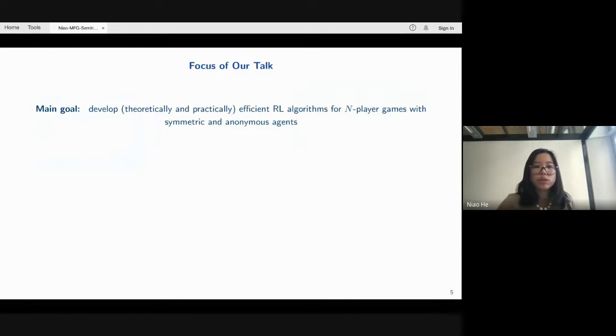And by symmetric here, I really mean that the underlying transition dynamics and also reward for each agent is symmetric. And by anonymous here, I really mean that the impact of multi-agent interactions on your transitions or reward is purely through the state distributions of all agents as a whole, rather than each individual agent's or the joint actions.